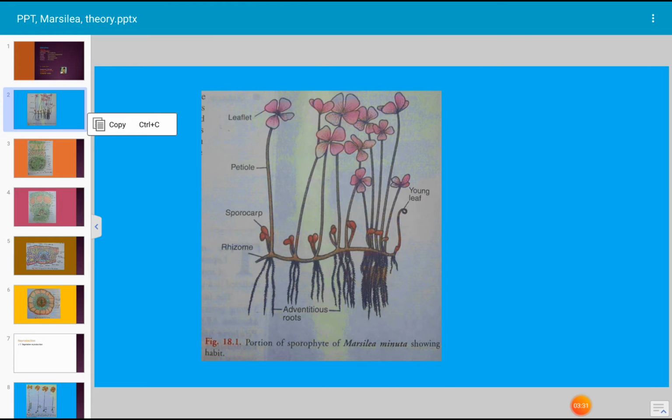Let us see the external morphology of Marsilea. Let us see the stem first. The species of Marsilea possess a rhizome which creeps on the soil surface. The rhizome is cylindrical, branched, and has nodes and internodes. It grows horizontally on the soil surface.